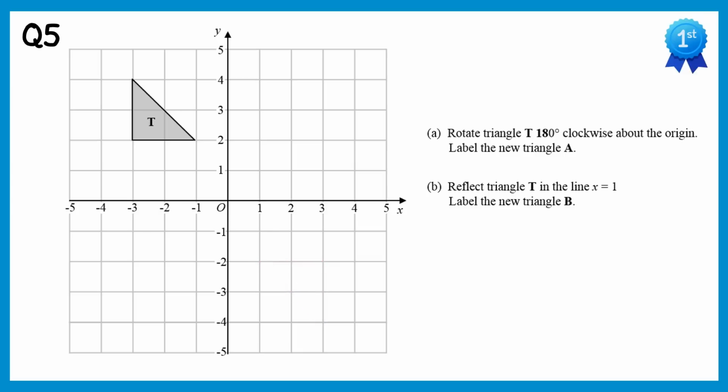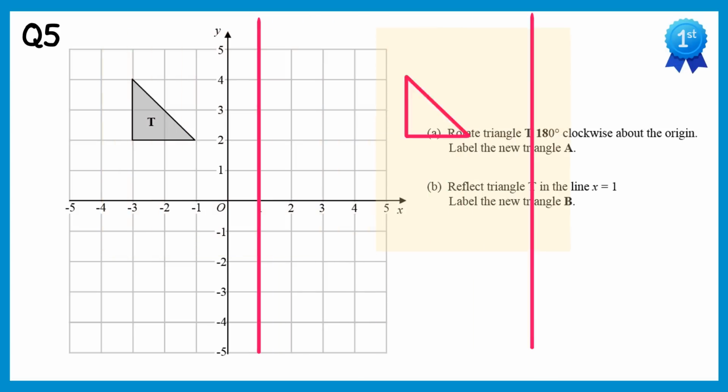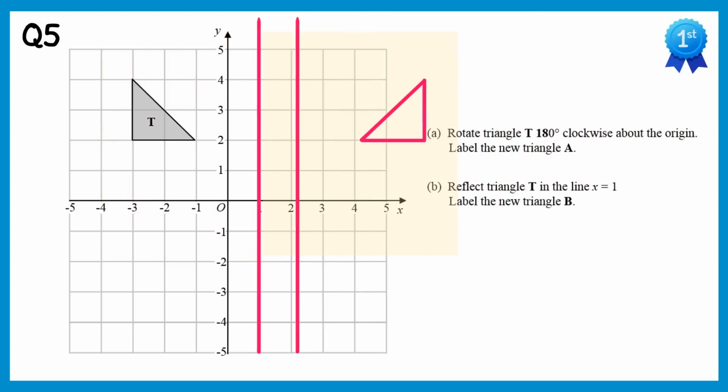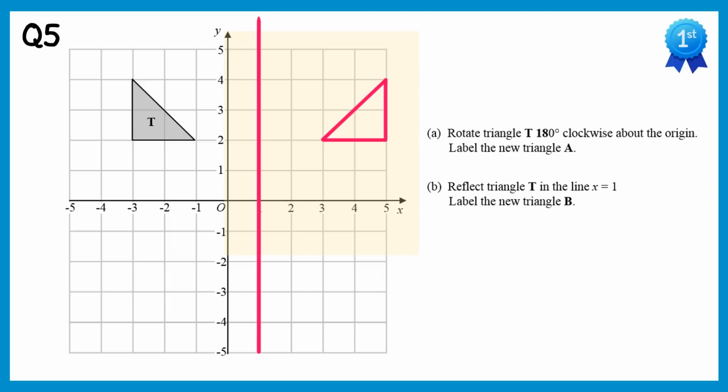Now we'll move on to part B. So for part B, we need to reflect it in the line x equals 1. So once again, we'll use tracing paper and we'll trace the shape, and then we need to draw on the line x equals 1. This is a vertical line that goes through 1 on the x-axis like this. You can now take that tracing paper and flip it over, and place it back on so that the mirror lines match. And you'll see the new location for the shape, and if you draw it here, and label it B.